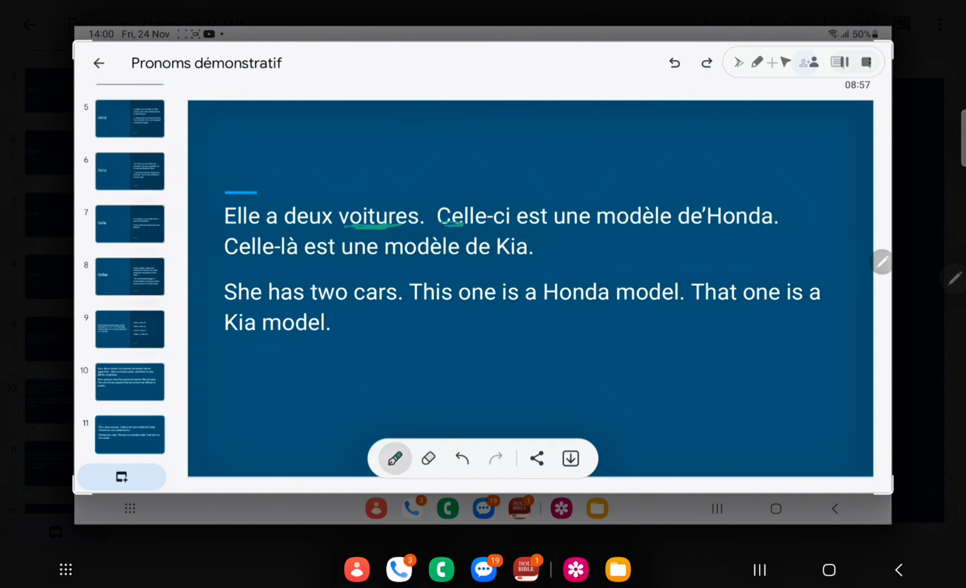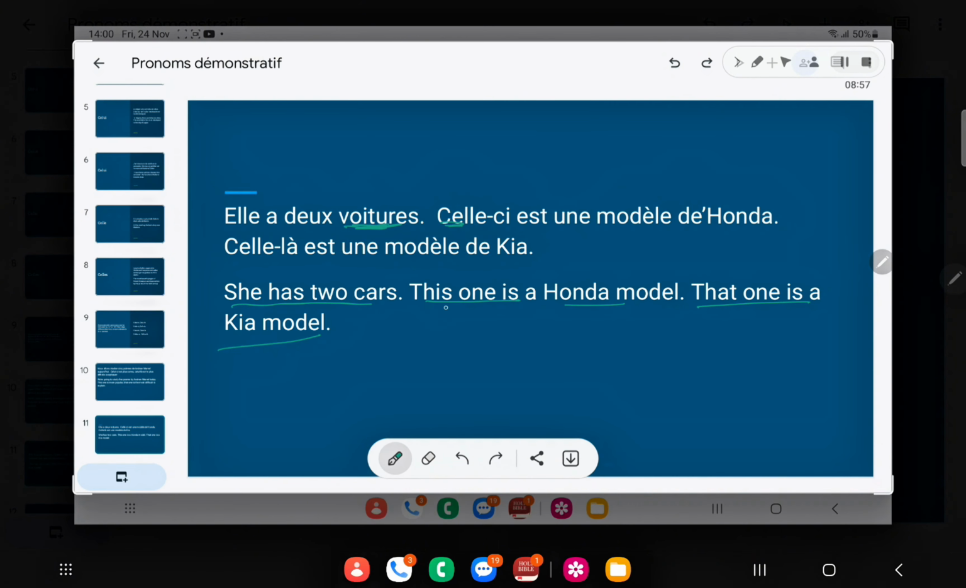First, let's read the sentence anyway. Elle a deux voitures. Celle-ci est une modèle de Honda. Celle-là est une modèle de Kia. She has 2 cars. This one is a Honda model. That one is a Kia model. So this one, we're talking about one, and that's why we use celle, not celles, the plural form. We're using the singular form instead.